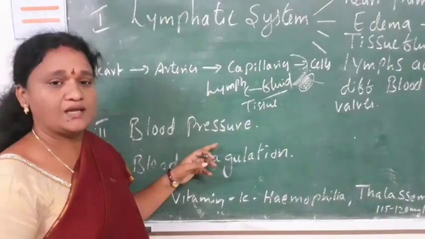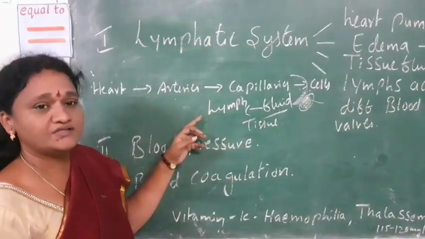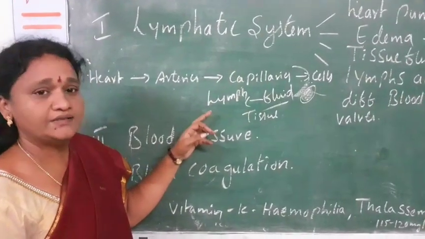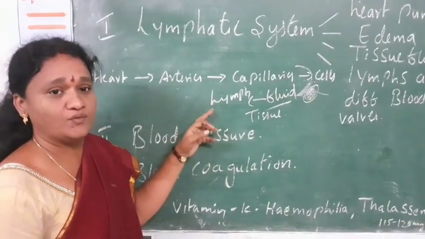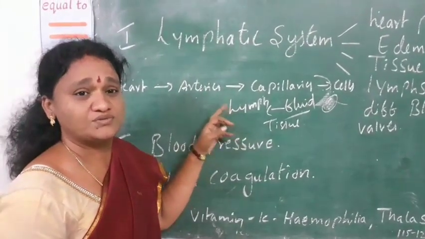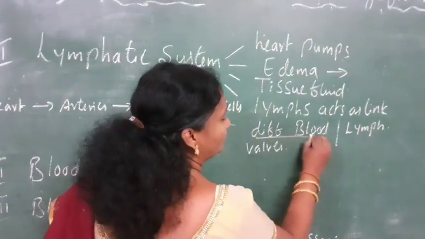So that fluid will be collected back and released into the venous system, and the venous system again sends this to the heart. The heart will be helpful to send this useful fluid along with the proteins. Solid particles are absent in the lymph. So when we see the difference between the lymph and the blood.